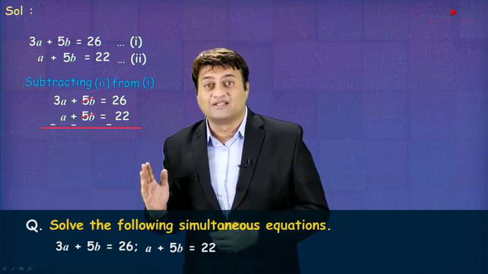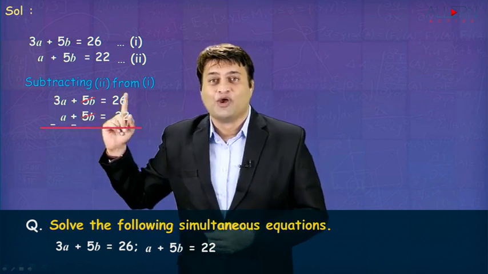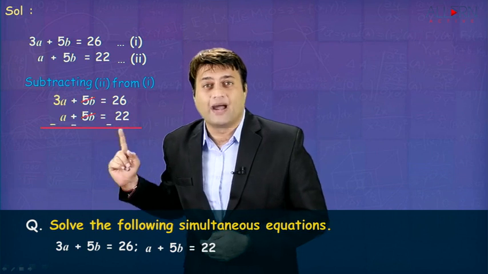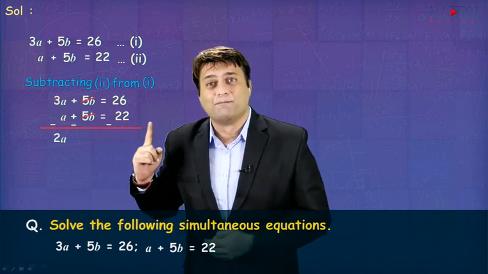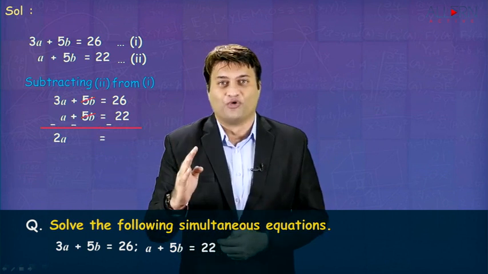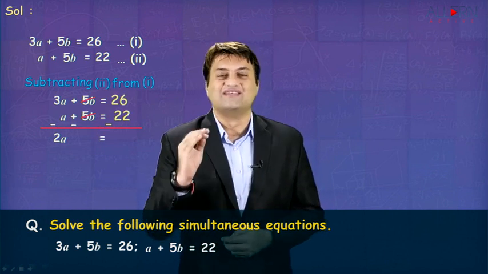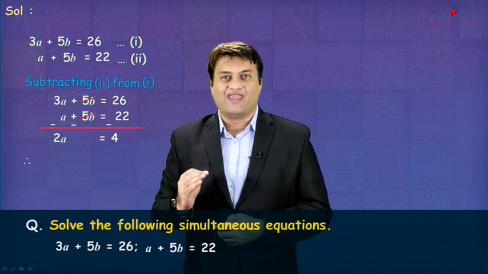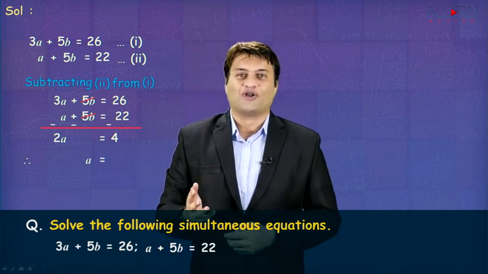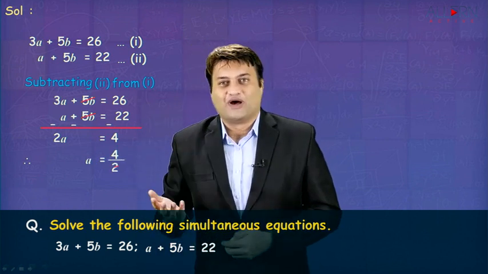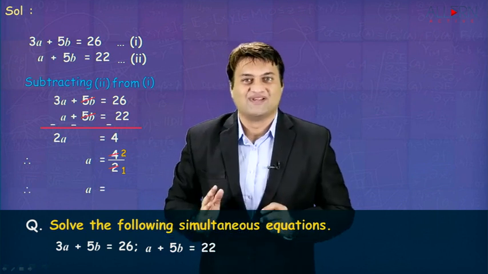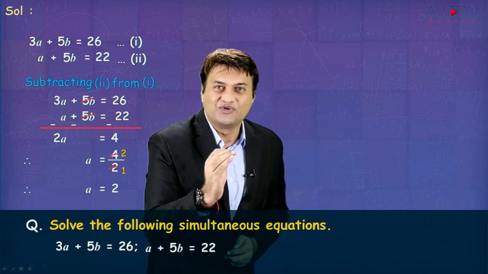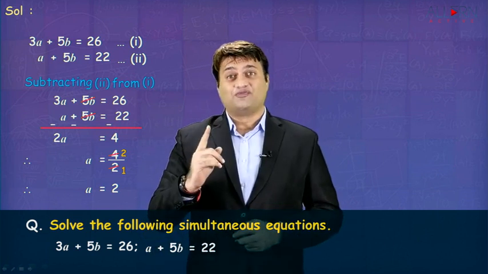5b minus 5b will get cancelled. What remains is 3a minus a, that's 2a. 26 minus 22, that's 4. You get 2a is equal to 4. So a is equal to 4 upon 2. 2 ones are 2, a is equal to 2. As simple as that.